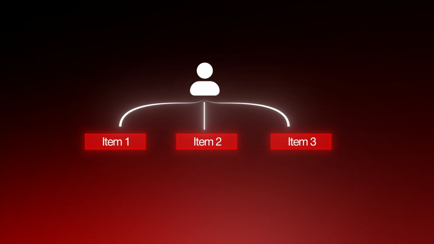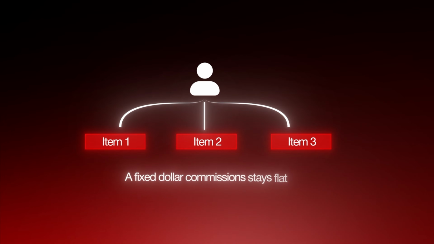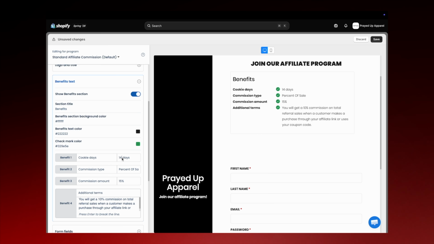And so here's why. If someone buys 3 items at once, a fixed dollar commission stays flat. A percentage scales with the order. You make more, they make more. Everybody wins. Now for cookie duration. You want to set this for 30 days.